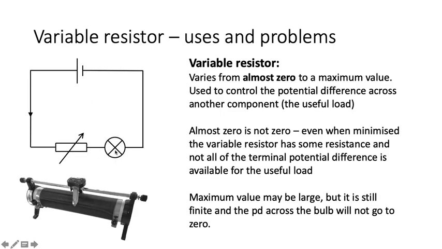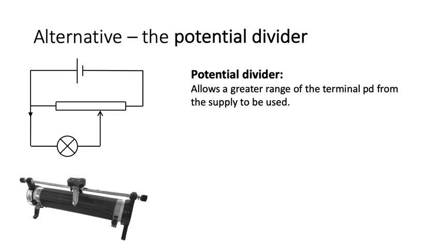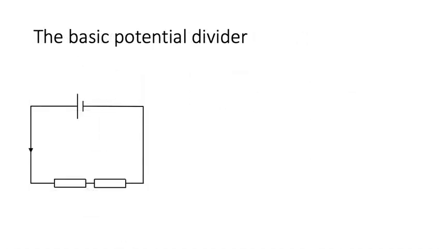And if you want to, for example, completely turn off a light bulb, then a variable resistor is going to struggle to do that. The alternative, as we've seen, is the potential divider, and that's one of the advantages that was being referred to. Let's start by looking at a very basic potential divider. A very basic potential divider consists of two resistors in series.